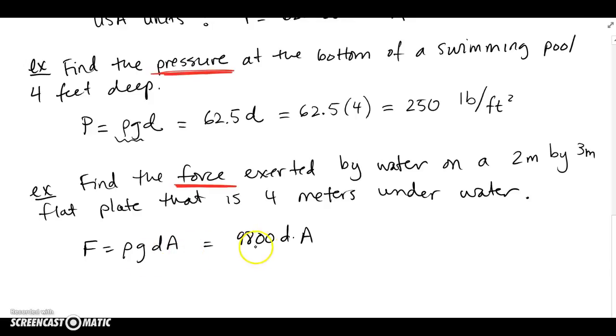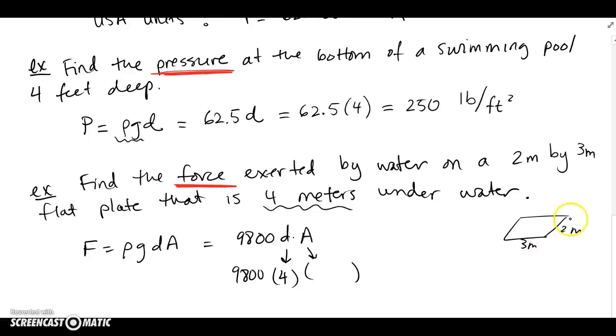So rho g d a, or 9800 d a, again, because I'm in the metric unit system. Now this flat plate has an area, and it also is so many meters deep underwater. It is 4 meters deep underwater, so 4 for the distance underwater. And what is the area of that plate? Well, if it's a plate that's 2 meters by 3 meters, all I have to do is length times width to get the area. So 2 times 3 meters.